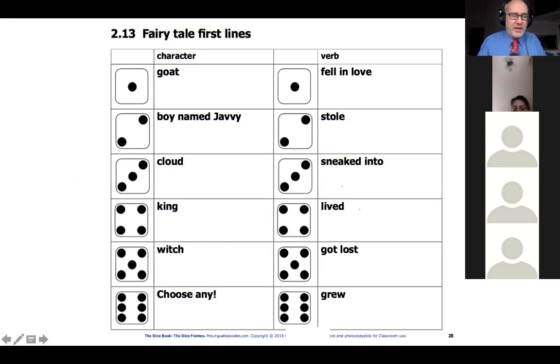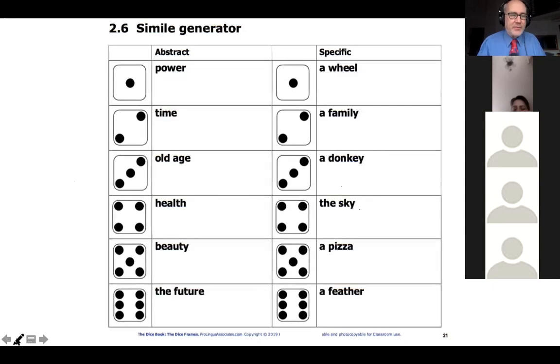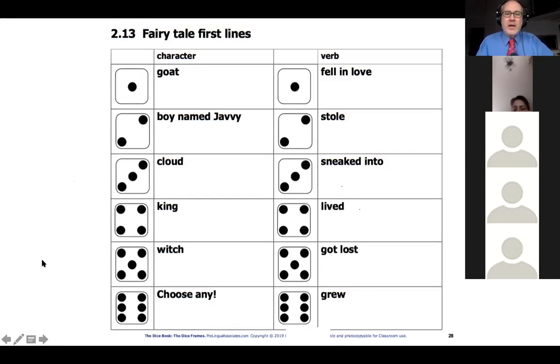And here for creative thinking, fairy tale first lines. I'll just do one as example. I got a 6, which means I can choose any of the above 5. And for the column 2, I got fell in love. So I have to make up the first line for a fairy tale. Once upon a time, there was a witch who fell in love with a blade of grass. Okay, it's weird. Yeah, it's weird, but that's me.